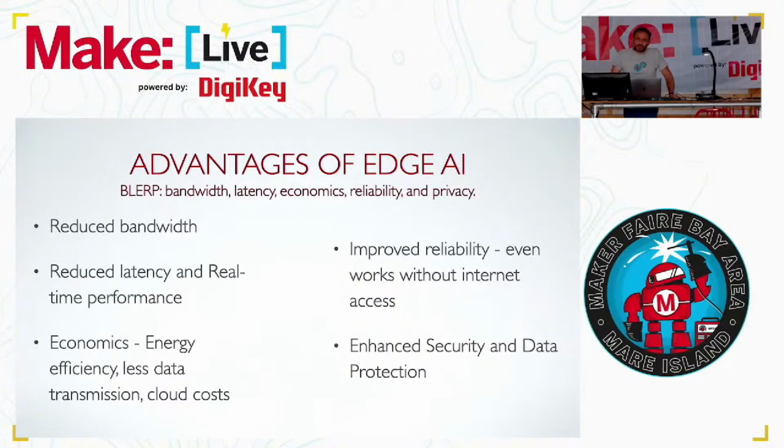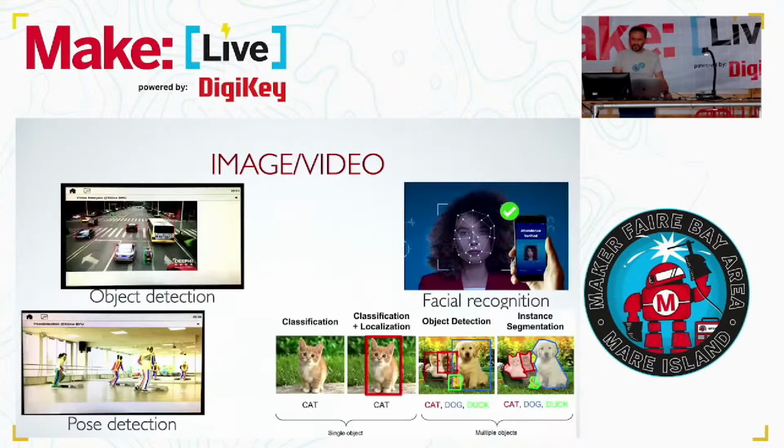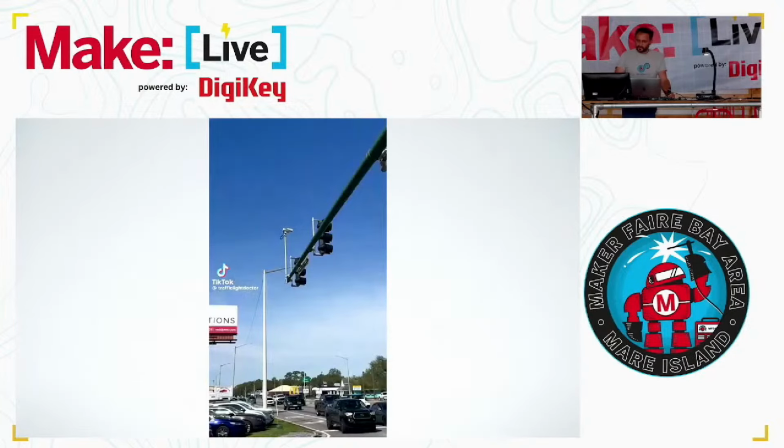Because of this, you are now capable of taking real-time action. So this is useful in things like autonomous vehicles, right? So you don't want to wait for a network connection to send it and get a response back and things like that. And here are a few popular use cases of edge AI. In image and video, you have things like image classification, object detection, pose detection, and facial recognition.